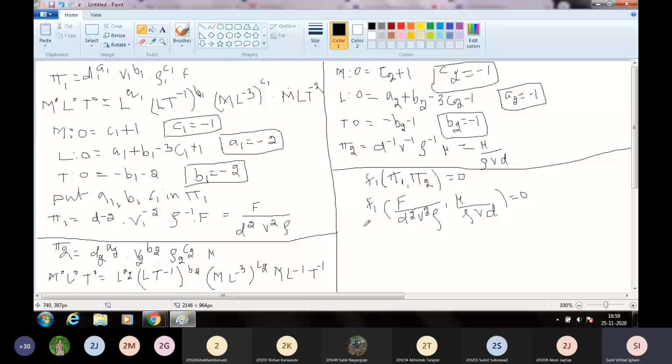One more thing, we can simplify this as F divided by d square into v square into rho is equal to f of mu divided by rho V d. To calculate the value of capital F, because we need to find the value of F, the denominator term we take to the right hand side, so F is equal to rho into v square into d square, multiplied by f of mu divided by rho V d.